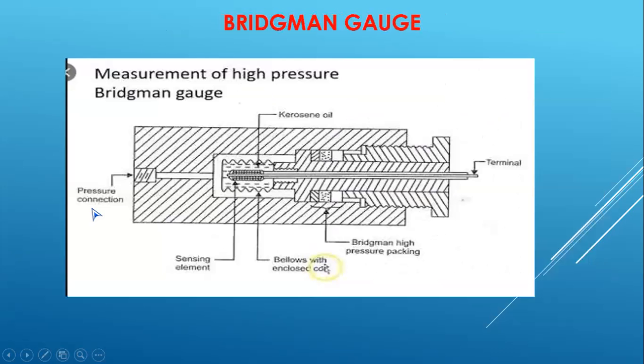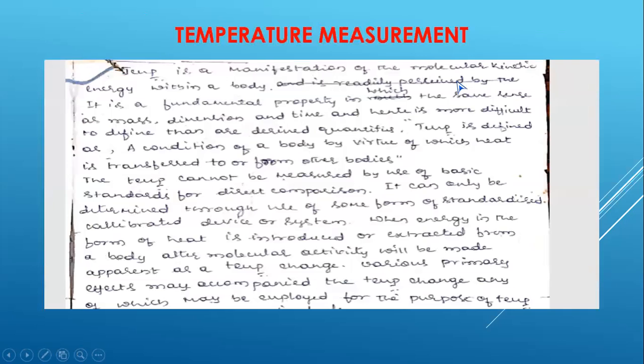Then come to the point, the Bridgman gauge is used for measurement of high pressure, which ranges from 100 kg per millimeter square to 1000 kg per millimeter square. Even higher pressure can be measured using the Bridgman gauge. So this is the explanation for the Bridgman gauge.